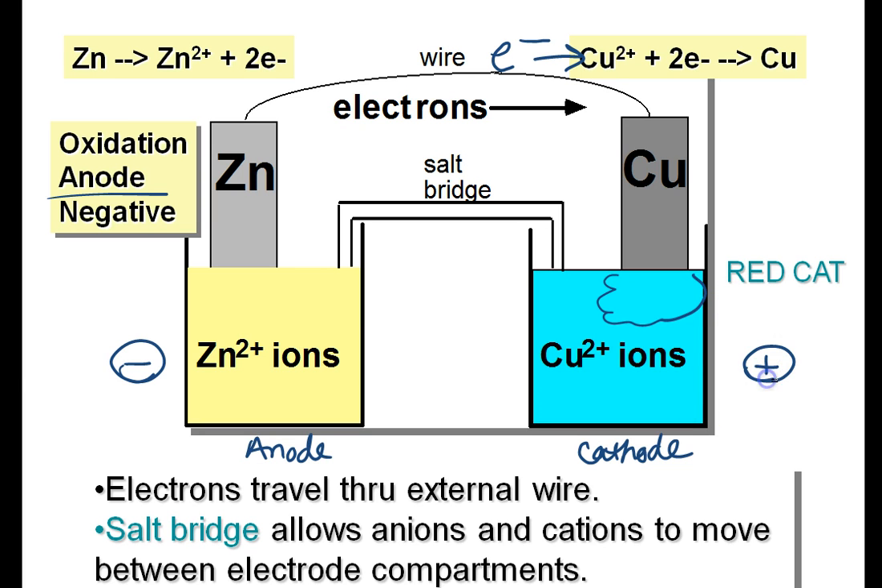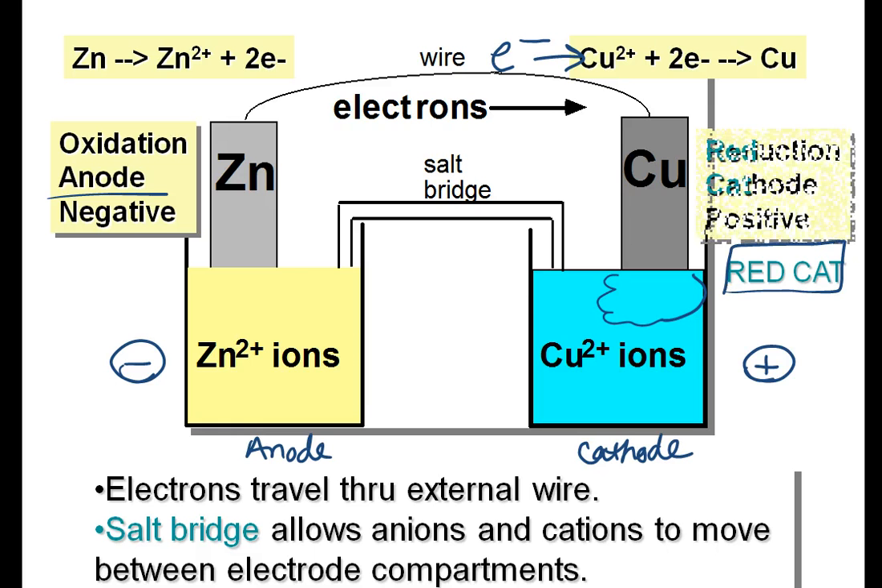So this is the positive end of your battery. This is just a way of remembering red cat: reduction, cathode, in case that helps you. So the reduction is the cathode, it's the positive end.